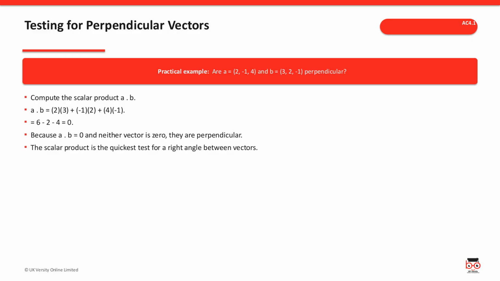The scalar product also gives the quickest test for a right angle. Are a = (2, -1, 4) and b = (3, 2, -1) perpendicular? We compute the dot product, 2 times 3 plus -1 times 2 plus 4 times -1, which is 6 - 2 - 4. That comes to 0. And since the scalar product is 0 and neither vector is the 0 vector, the two are indeed perpendicular, with no need to work out any angles.